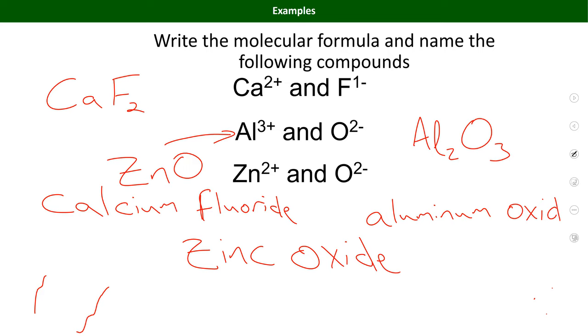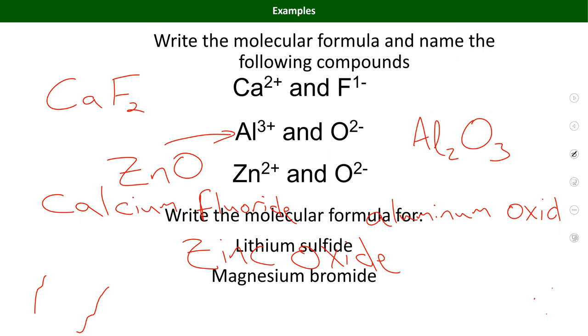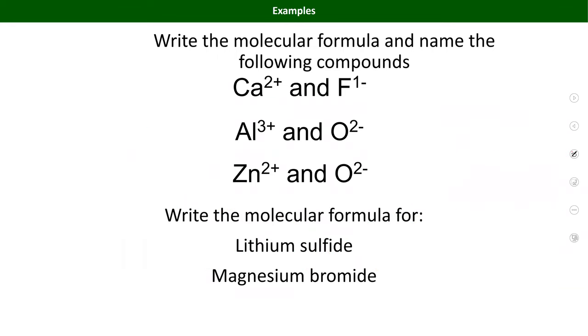Nomenclature gets a reputation as being one of the harder things in this class, one of the easier things to mess up. But this part of it's still pretty easy. If we go the opposite direction, what's the formula for lithium sulfide and magnesium bromide? Start by writing down what the two ions are, and then figure out how many you need of each of them. I'll give you a second, then we'll go through it.